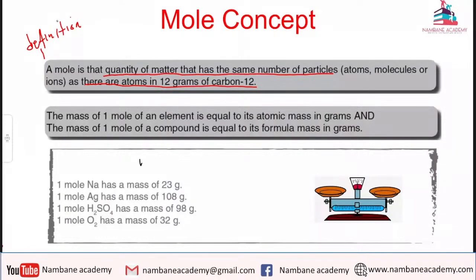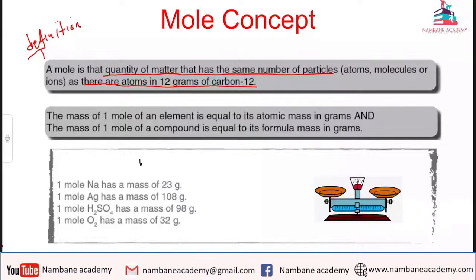So a mole is defined as the quantity of matter that has the same number of particles, atoms, molecules, or ions. So that will be influenced by what it is that I am working with. Am I working with atoms? Am I working with molecules? Or am I working with ions? So a mole can basically represent any number of what? Atoms, molecules, or ions, as there are in 12 grams of carbon-12.